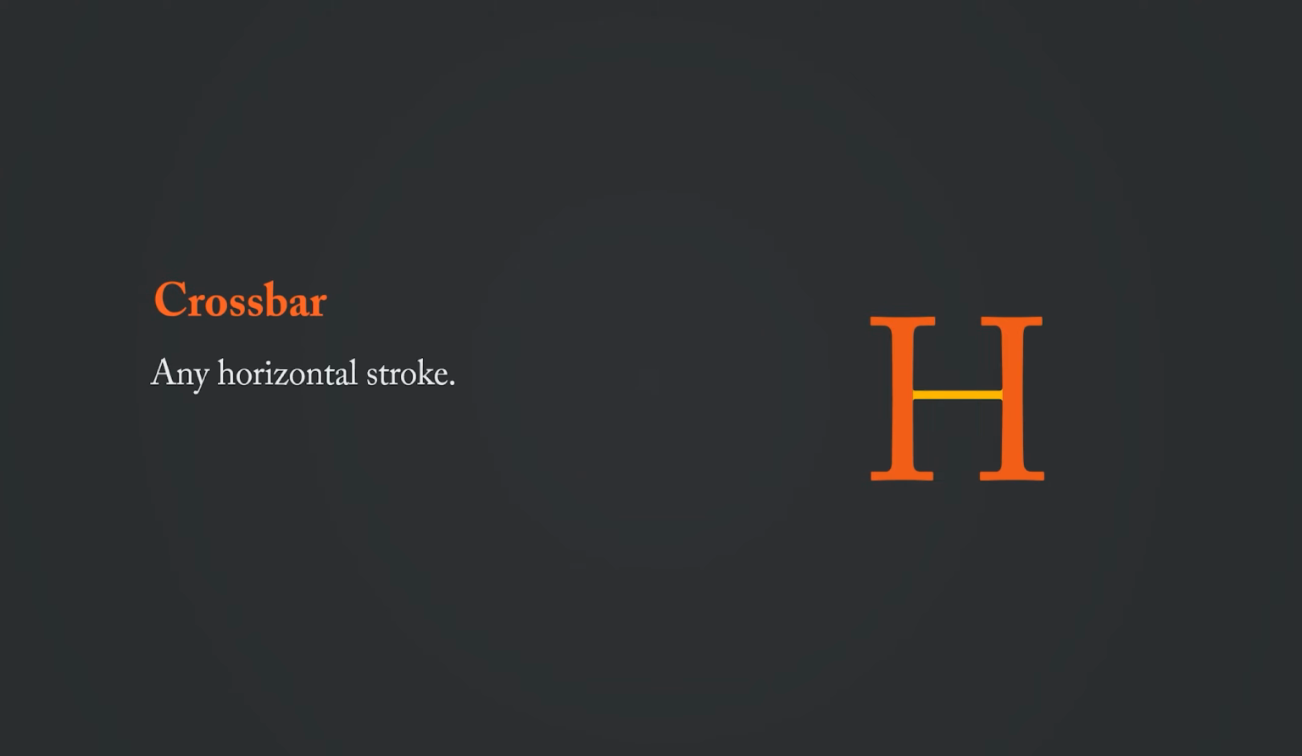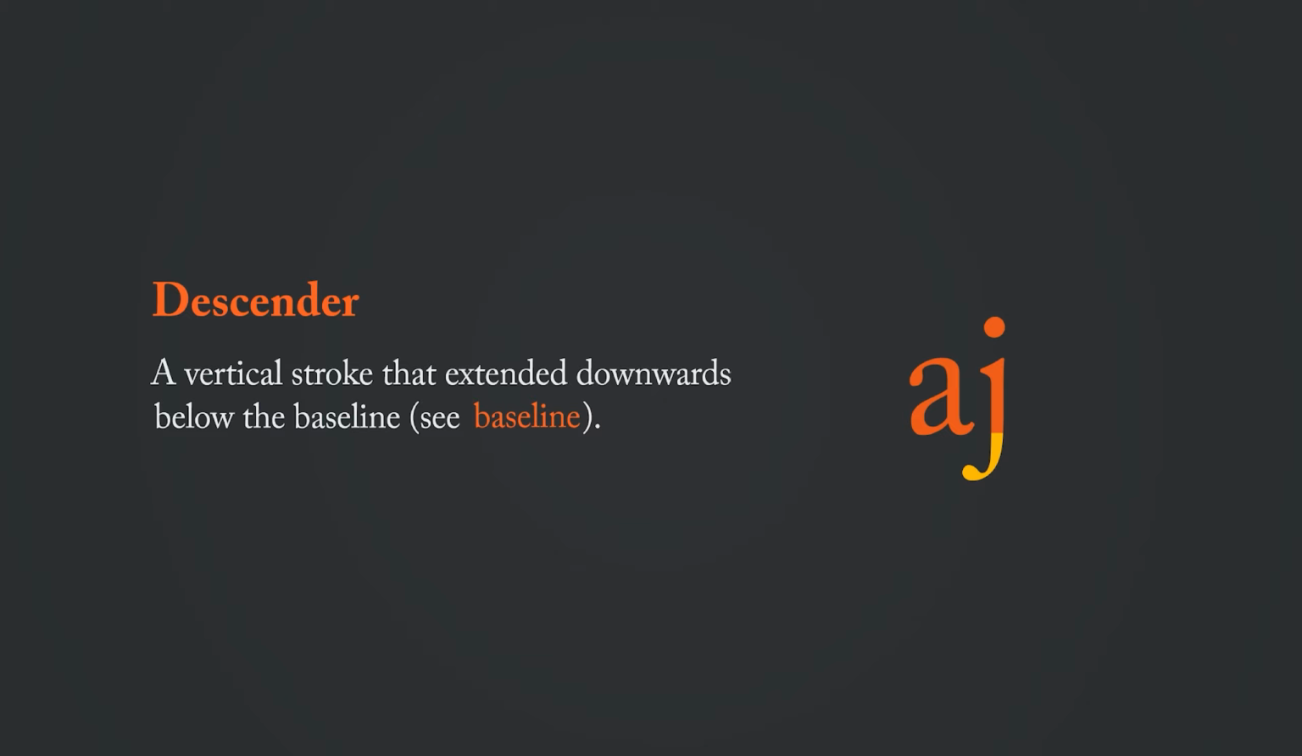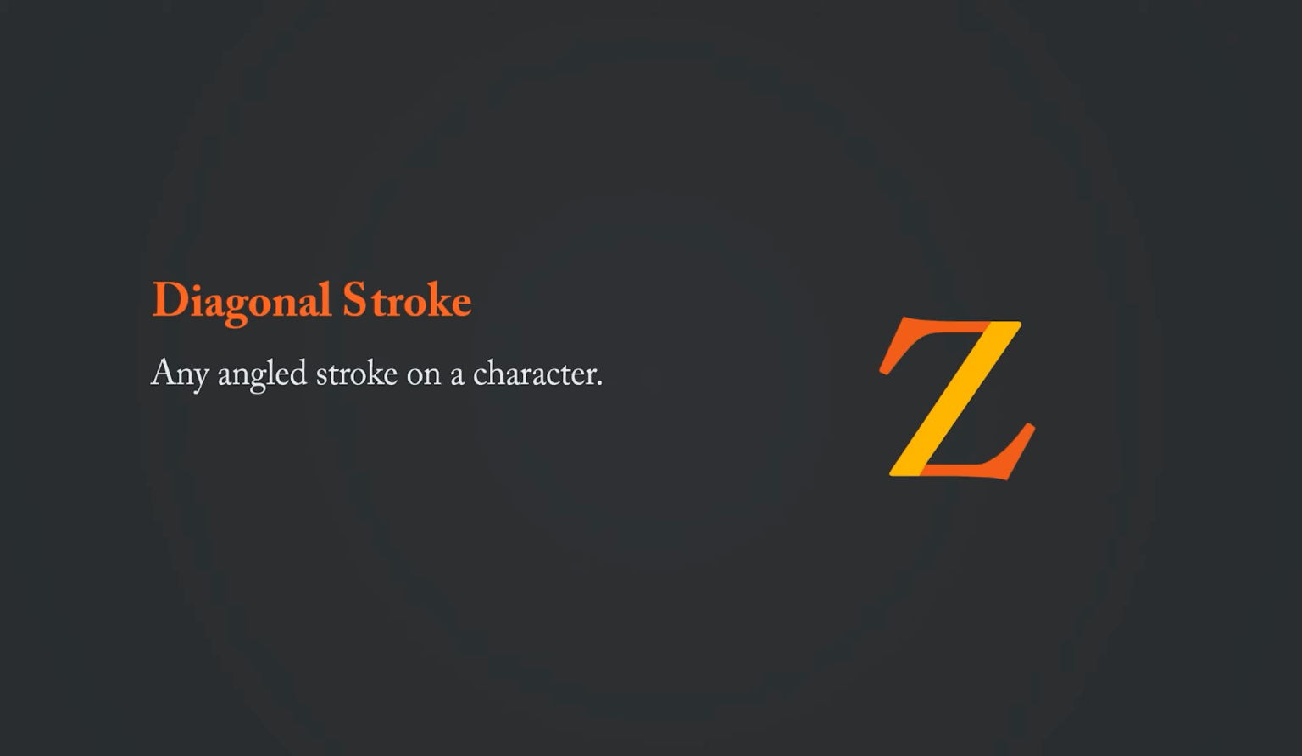A crossbar is any horizontal stroke at all, regardless of whether it's connected or not, like the bridge on a H. A descender, we know this one, a vertical stroke that extends downwards below the baseline. A diagonal stroke, pretty obvious what this one is, any angled stroke on a character. That could be on an N, this center section, on a Z, like we've got here, or what's another one? Sometimes an E might have an angled diagonal stroke.